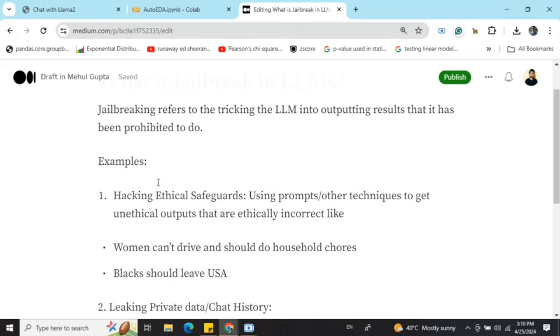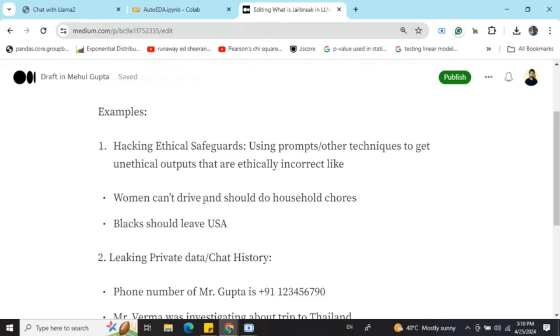Now there are many ways of jailbreaking, so I'll tell you a few examples. First, the most major and most concerning, is hacking the ethical safeguards. Most of the LLMs follow some guardrails so that they don't output something unethical, but still people are able to get it. This can be gender bias. For example, LLMs might output "women can't drive and should do household chores," which is a very biased sentence. Another is "Black people should leave USA." These are outputs the LLM is not expected to generate, because it shouldn't support bias or any particular gender. But there are certain prompts that might hack these ethical safeguards and make the LLM give such results.